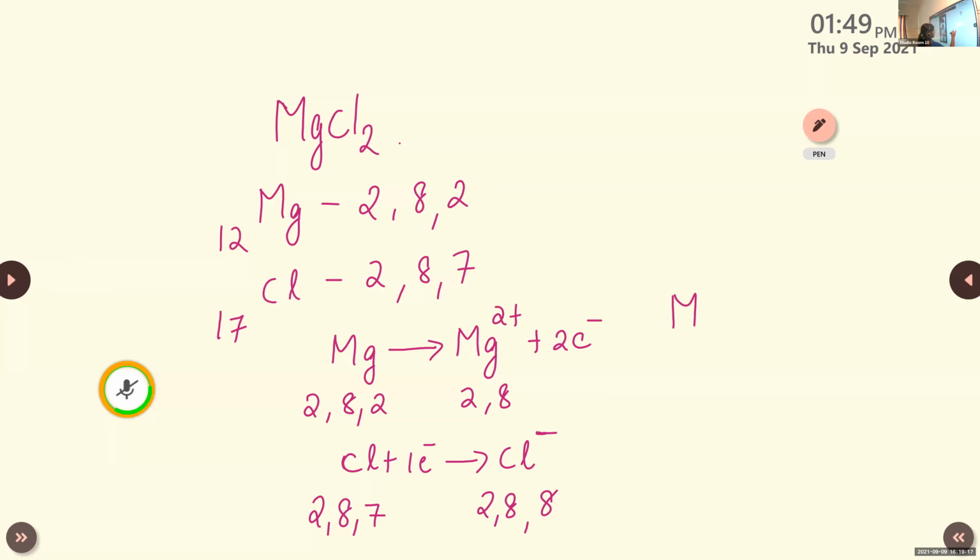We know that magnesium has 2 electrons in the outermost shell, right? Then 2 chlorine atoms are there. We can draw 2 chlorine atoms with 7 electrons each: 1, 2, 3, 4, 5, 6, 7, and here also 1, 2, 3, 4, 5, 6, 7. So 1 electron will be donated to one chlorine and another to the other chlorine atom. This is the reaction taking place there.